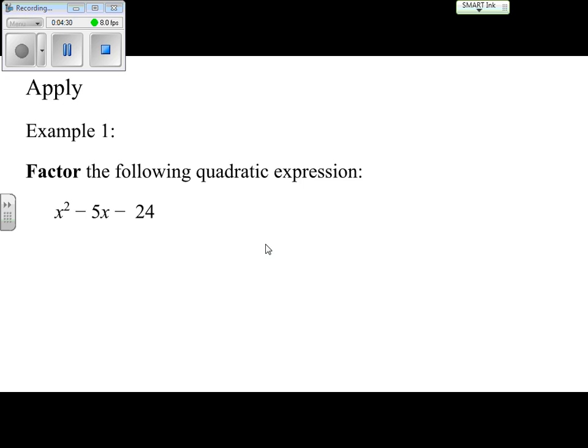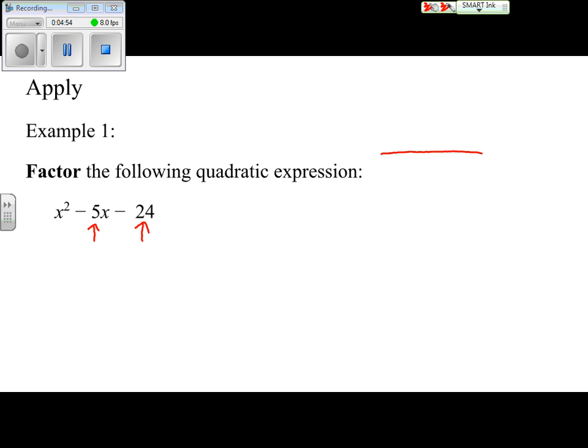So, unlike our example from last video, we have negative signs. And this one actually has a lot of negative signs. It's got a negative in front of the b, and it has a negative in front of the c. Well, I like to start with the c, actually. If the c is negative, already I know there's going to be 2 different signs in our factors, meaning one's going to be positive and one's going to be negative.